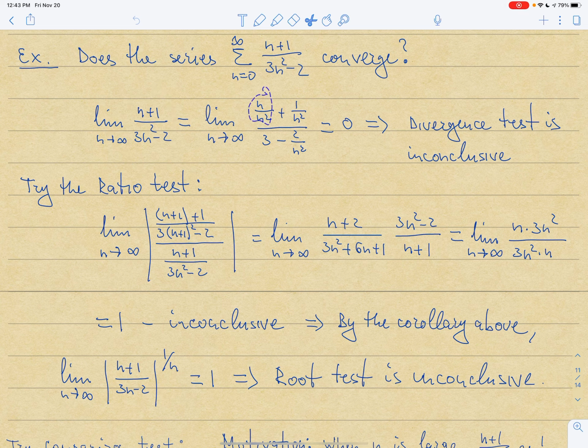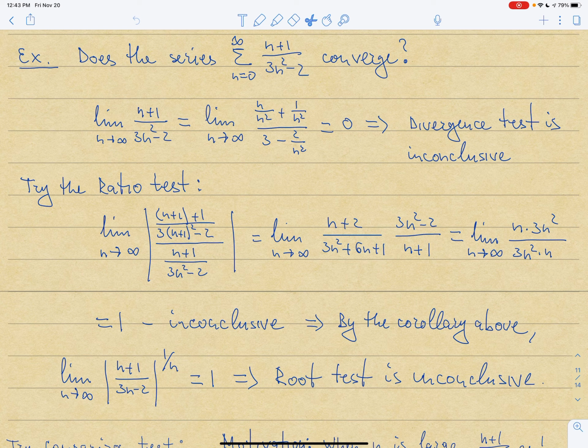So n over n squared is 1 over n that goes to 0, 1 over n squared goes to 0, 2 over n squared goes to 0. So top goes to 0, bottom goes to 3. So the limit is equal to 0, and that means that the divergence test is inconclusive. It only works if the limit is not equal to 0.